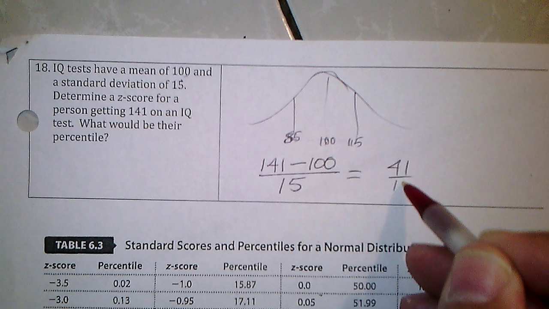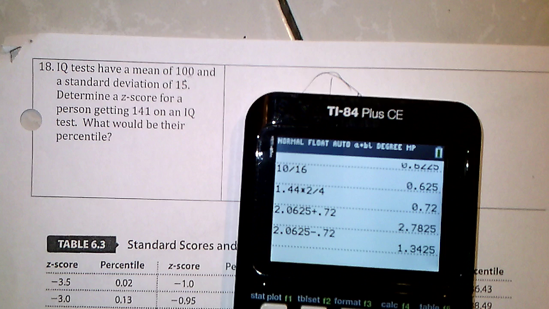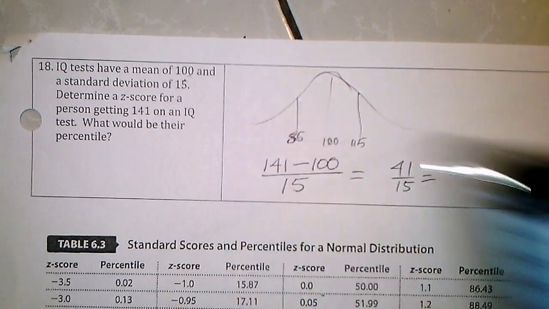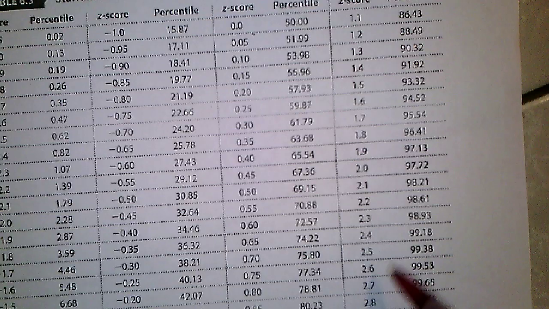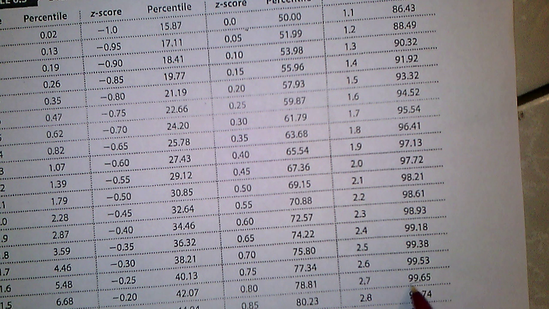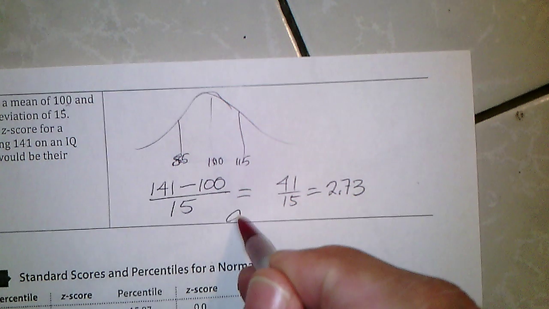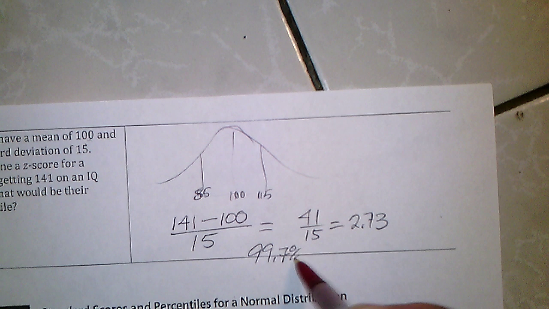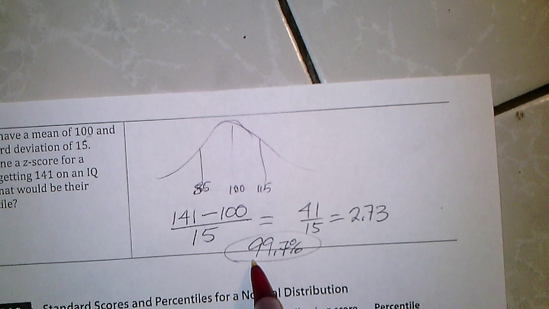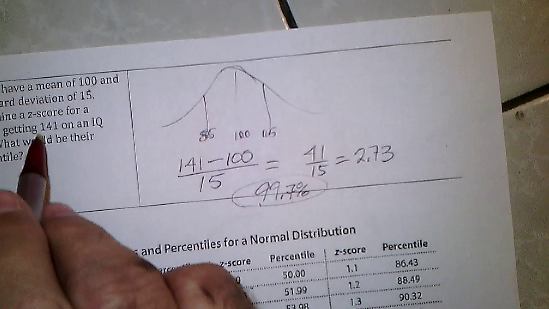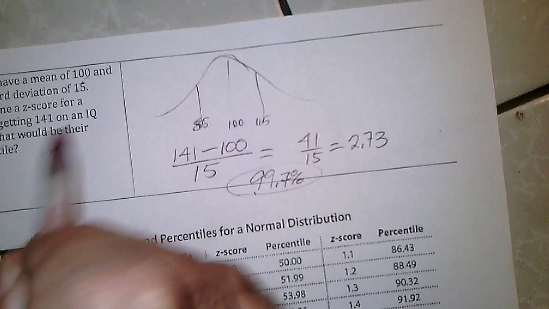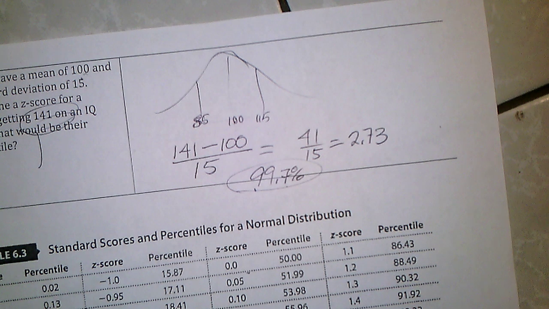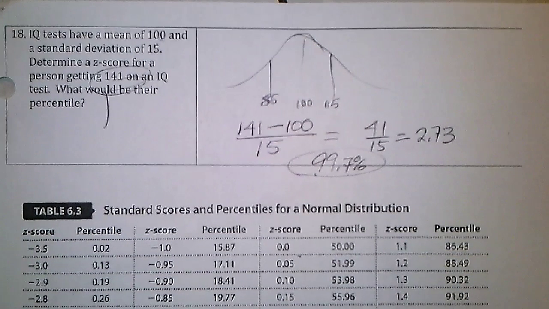So we get 41 divided by 15, which is 2.73, which means if we go down here to 2.73, that's somewhere between 2.7 and 2.8, so somewhere between 99.65 and 99.74, so it's probably about 99.7. 99.7% is the percentile, which means 99.7% of the people have lower IQ scores, and only 0.3% of the people have higher IQ scores. So this is one bright person according to their IQ score. Okay, that is that test.